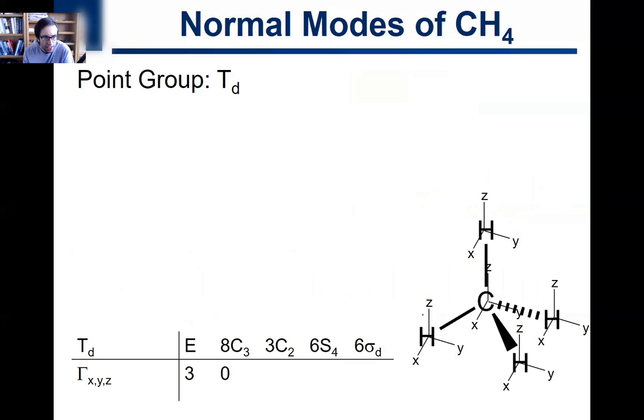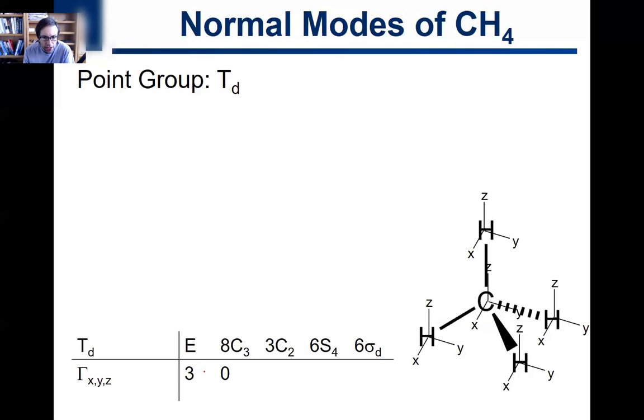Next, we have to do gamma xyz. So we're talking about xyz on the central atom. That's what we care about. And so let's see what happens here. So identity, well, x is going to go into x, y is going to go into y, z is going to go into z. So that's going to be 3. And in fact, for every single problem for the identity, doesn't matter the point group, gamma xyz, it's always going to be 3.